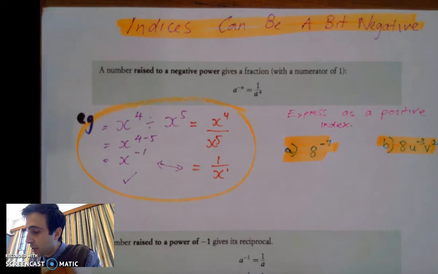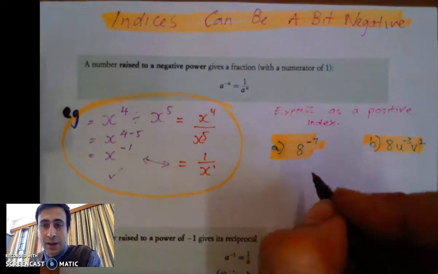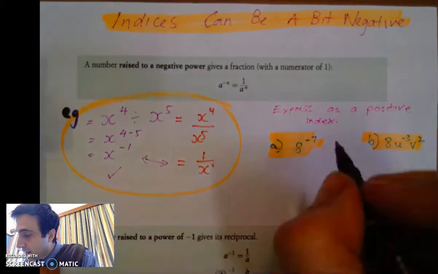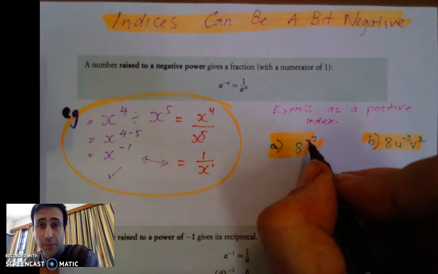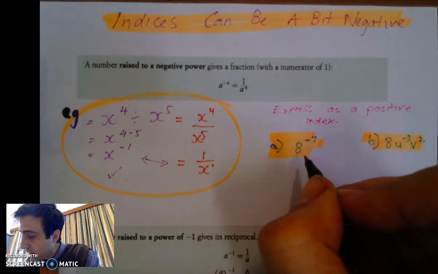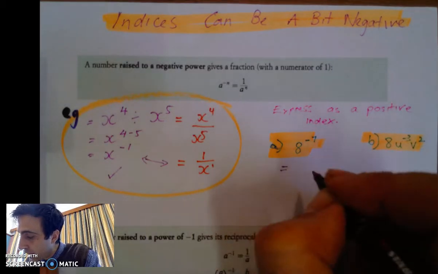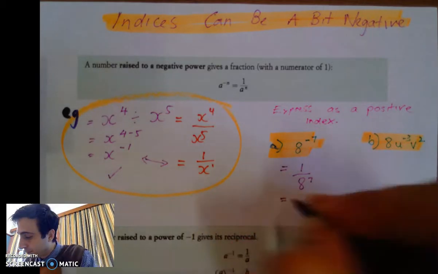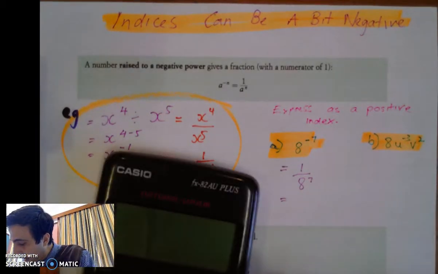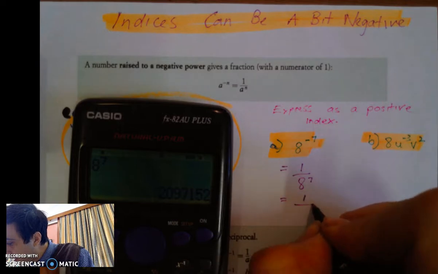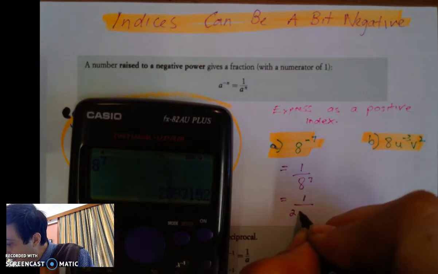So let's have a look at these two examples, one easy, one a little bit more difficult. When we see here 8 to the minus 7, we see that 8 is the base, and therefore this is just another way of saying 1 over 8 to the power of 7. Now let's just work that out on our calculator. 8 to the power of 7 is, so that's just 1 over 2,097,152.